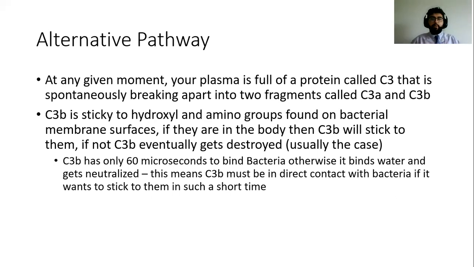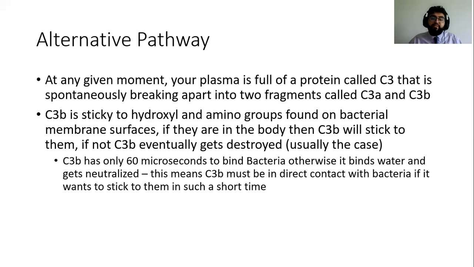So at any given moment, including right now, your plasma is full of a protein called C3. And that protein is spontaneously breaking apart every single moment, like always, every minute of every day. So C3 is always breaking apart in your serum, just constantly. And it's breaking apart into two fragments, C3a and C3b, right?